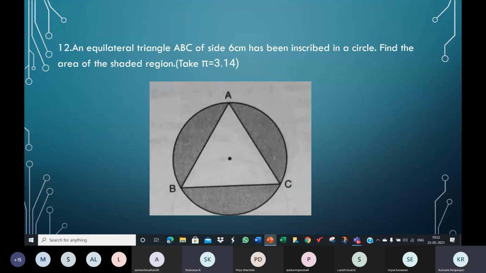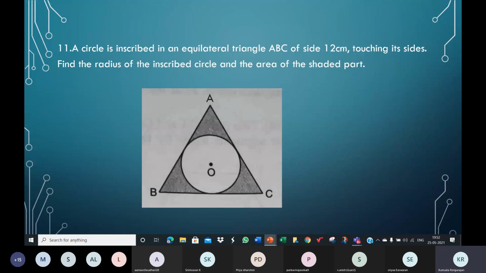Okay, pi, okay. 3.14 was for a different one. I'm sorry, I had a different slide. I think we're doing this one, yes. So here pi is not given, nothing is mentioned, so use 22/7.